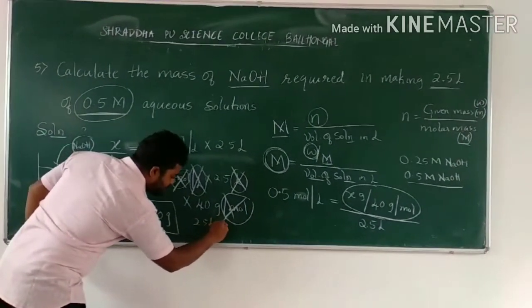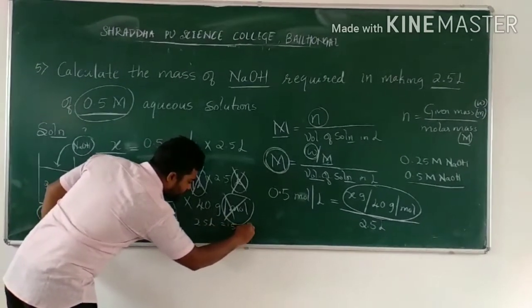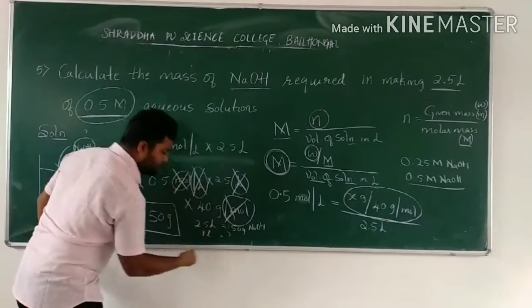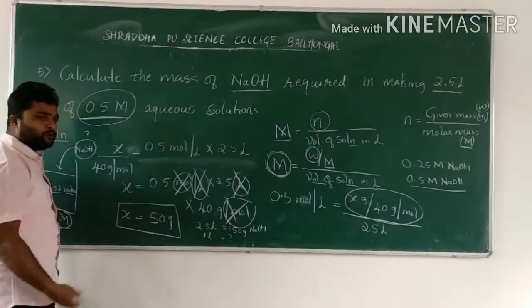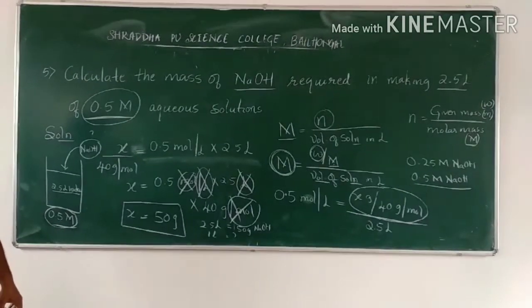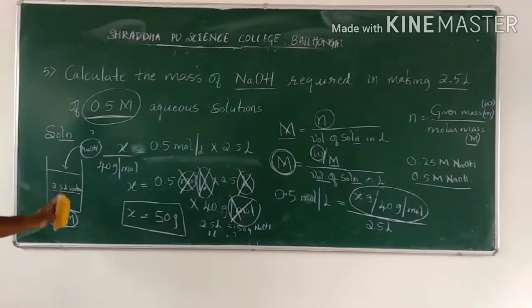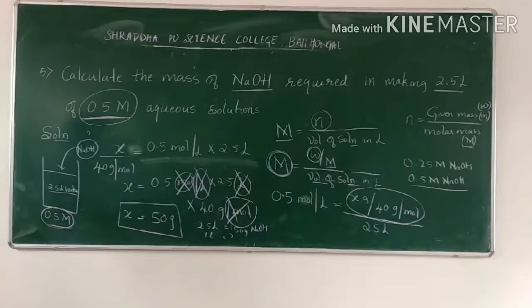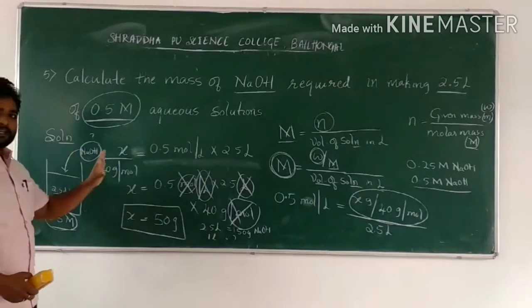2.5 liters requires 50 grams of NaOH. Therefore, 1 liter requires how much? So 1 into 50 divided by 2.5. That will be somewhere close to your 20 grams. So this is how your solutions are being made in the laboratory for your practical purposes also. I hope I am clear with this numerical.